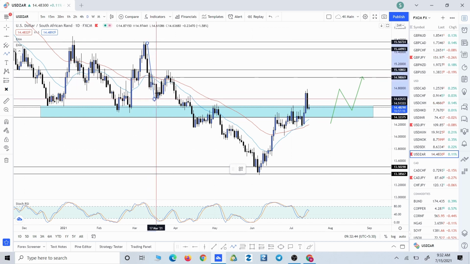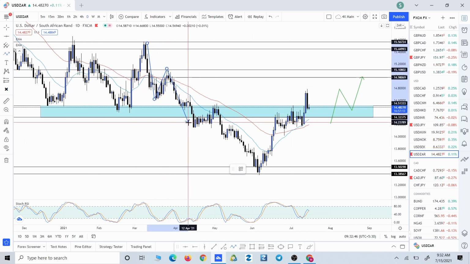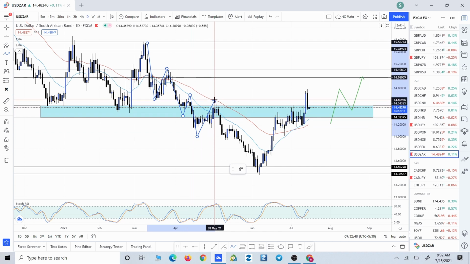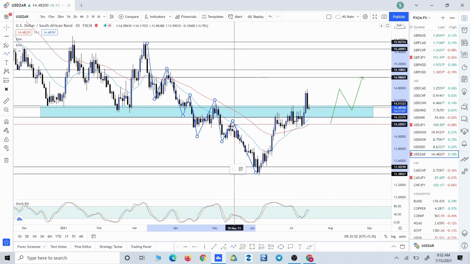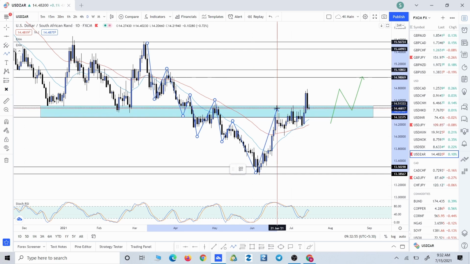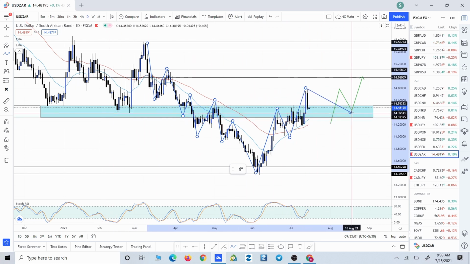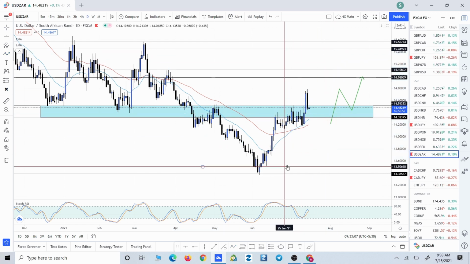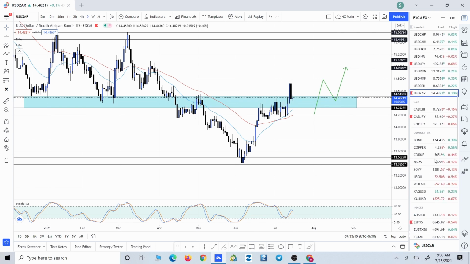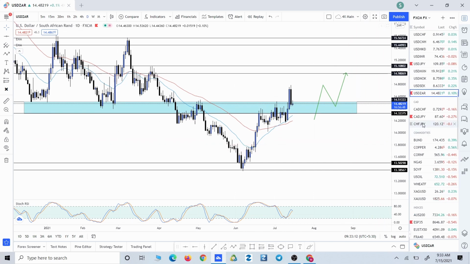So friends, while we were looking for a long here, let's do the analysis. We have the high, low, lower high, lower low, lower high, lower low, lower high, lower low, lower high, lower low. Then we broke above the previous high. We had a higher high, higher low, higher high. So now we were waiting for the price to retrace back to this zone and give us a long position to continue this new uptrend. So that's for the USDZAR, guys.